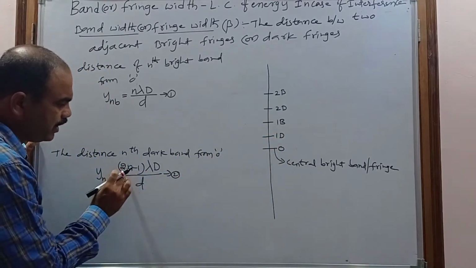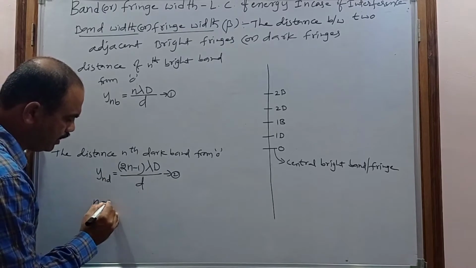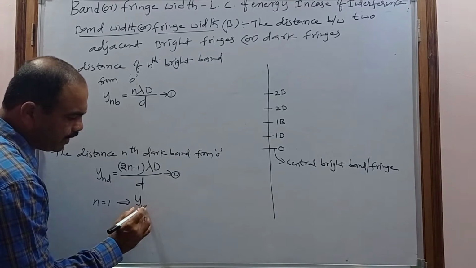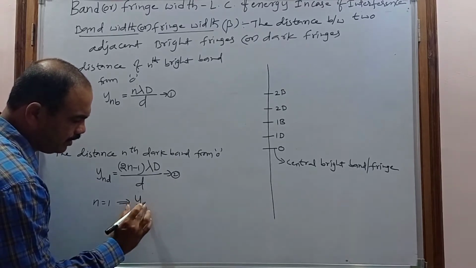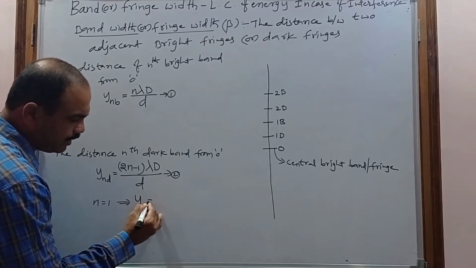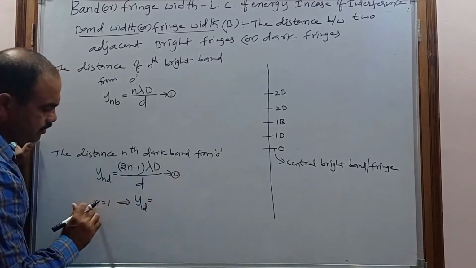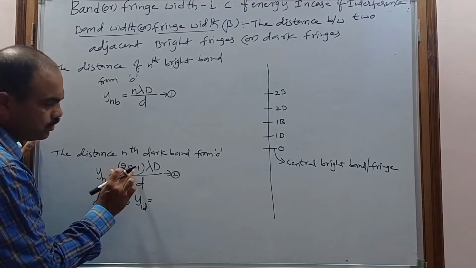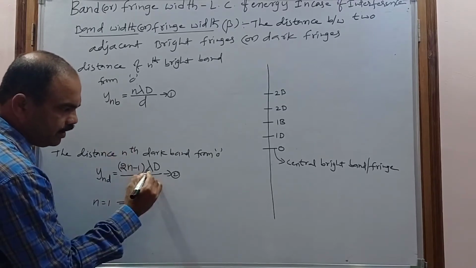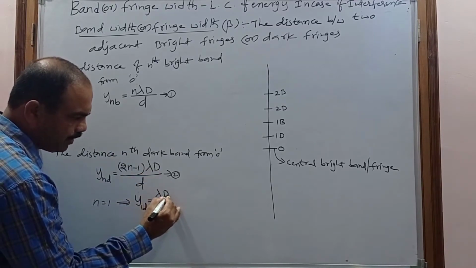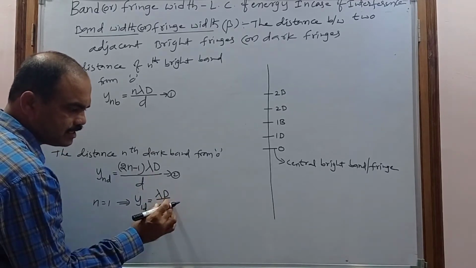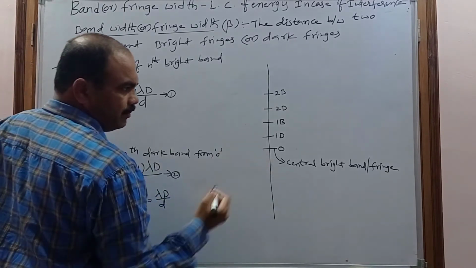If I substitute n equal to 1 here, then you get the distance of the first dark band from the center of the screen. Substituting n equal to 1 in this equation, what do you get? 2 into 1, 2 minus 1, 1 into lambda D by small d, lambda into capital D by small d. This is the distance of the first dark band from the center of the screen.